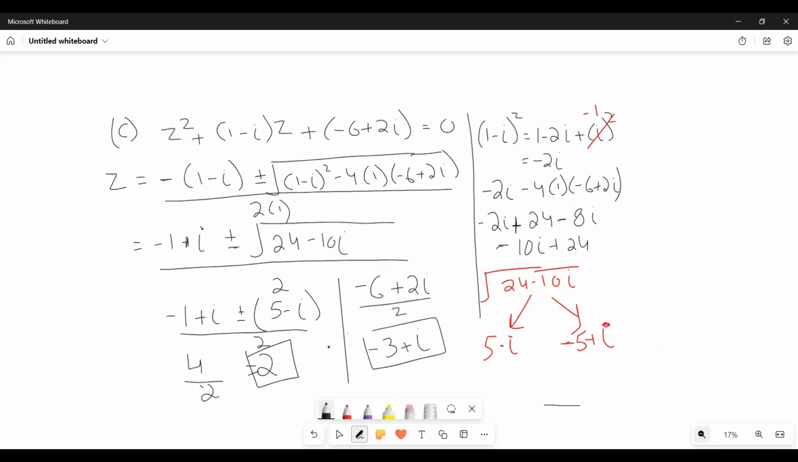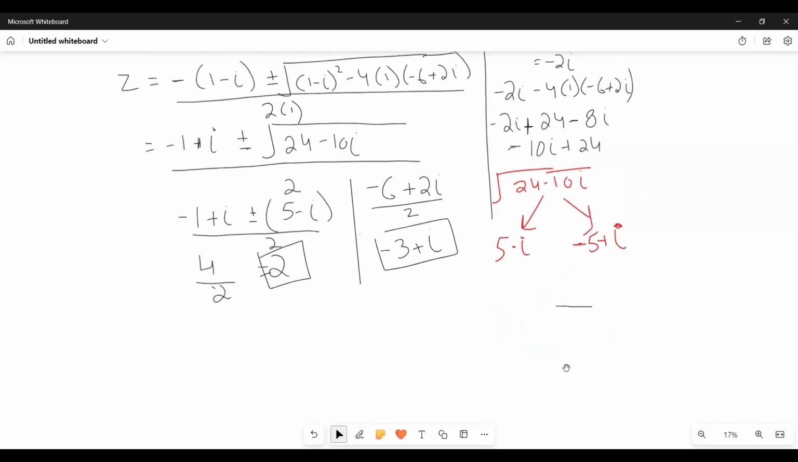Okay. Moving on to the next topic, which is polar form.